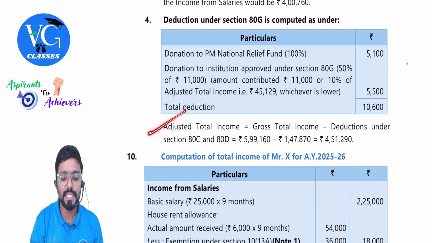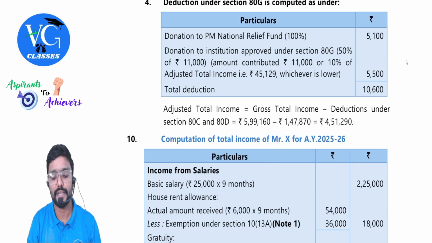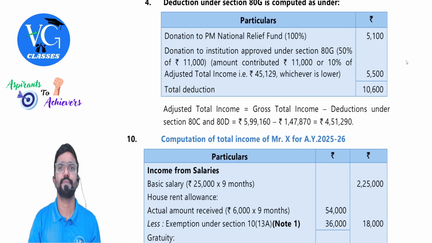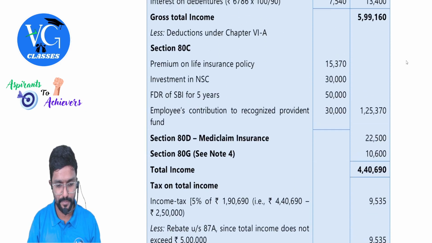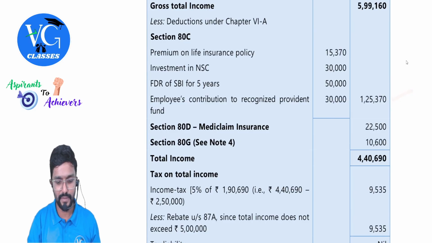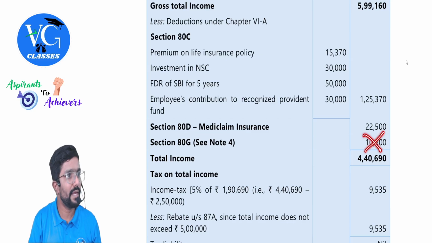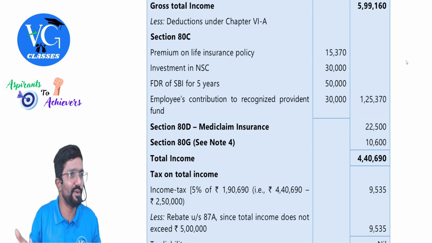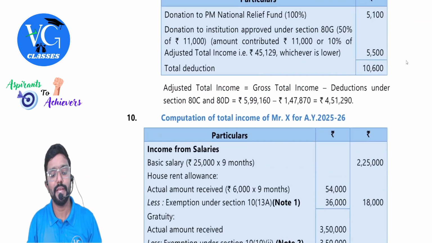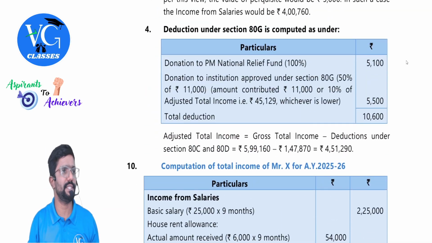What is the limit now? Adjusted total income. How do we calculate it? Gross total income minus all the deductions except 80G. Let me show you better. Gross total income minus 125,370 minus 22,500. This you don't know yet, so don't deduct that also. Here it is given. Obviously, when you are doing, you don't know this figure yet. Clear? Yes. So gross total income minus all the deductions except 80G.